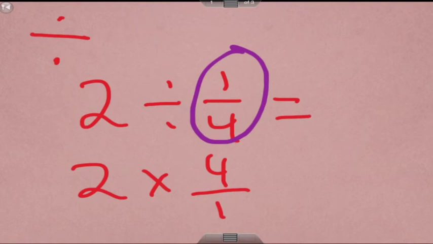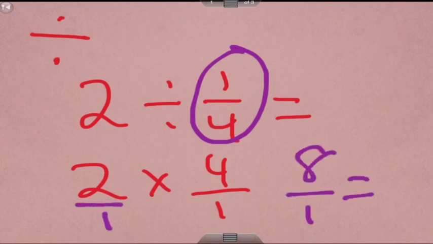They equal 1 if you multiply them together. So 1/4, you flip it, it's 4/1. And then 2 times 4 is 8/1, and 8/1 equals 8.